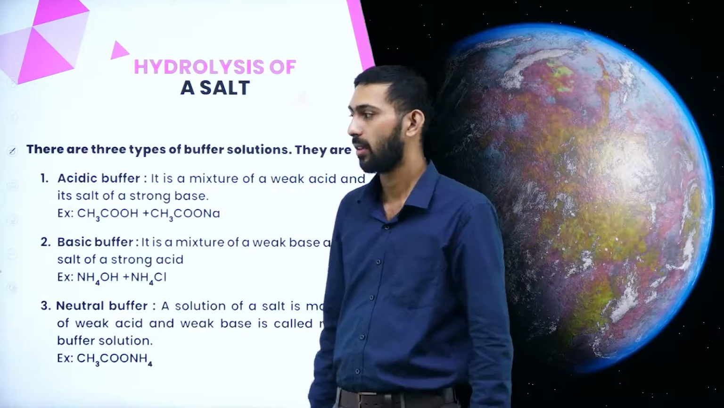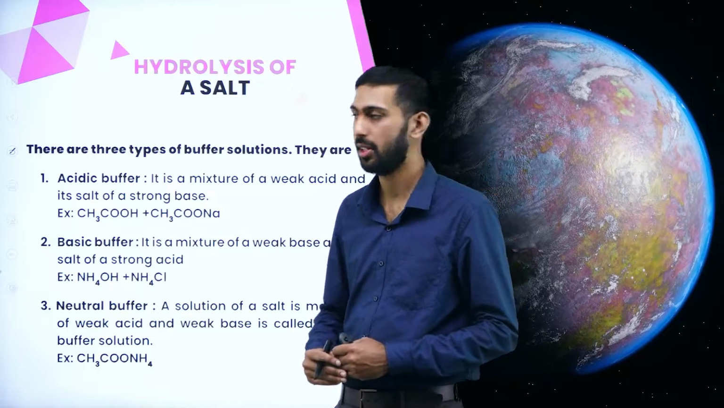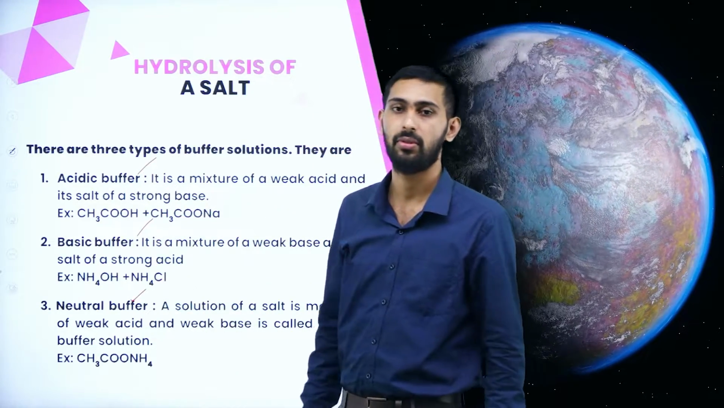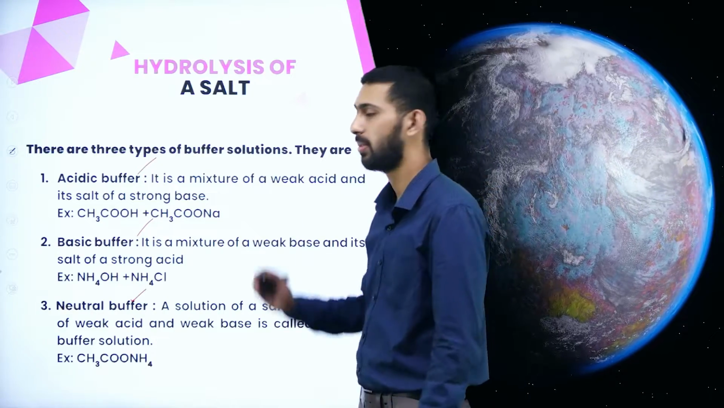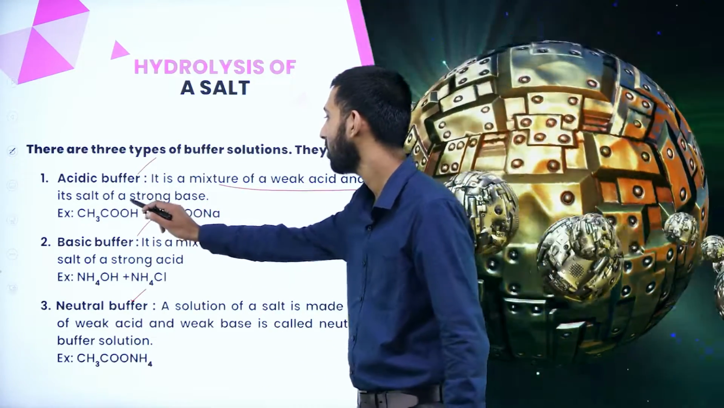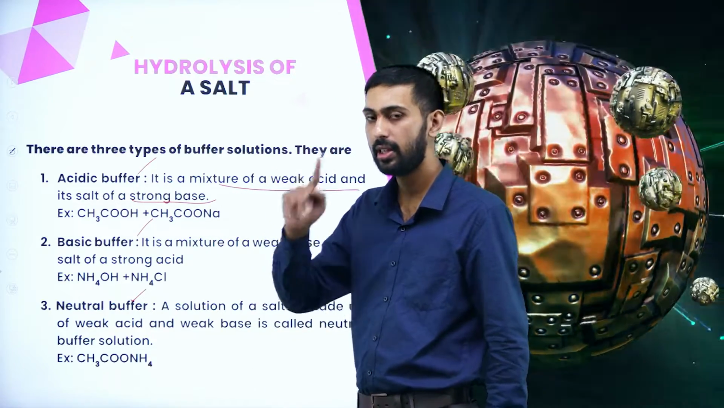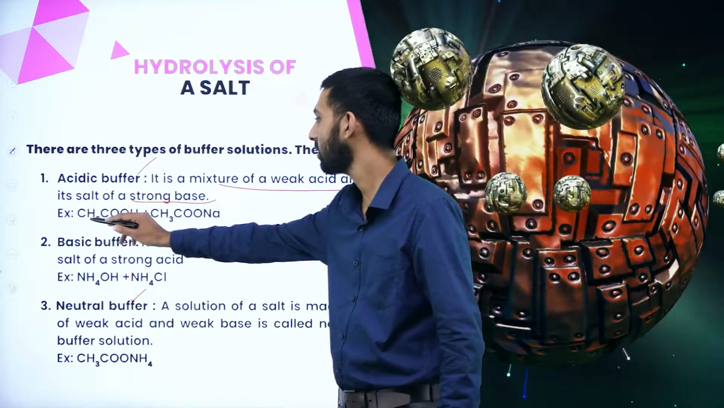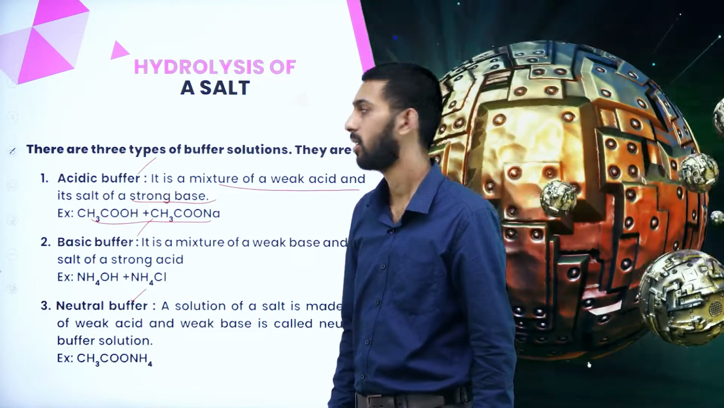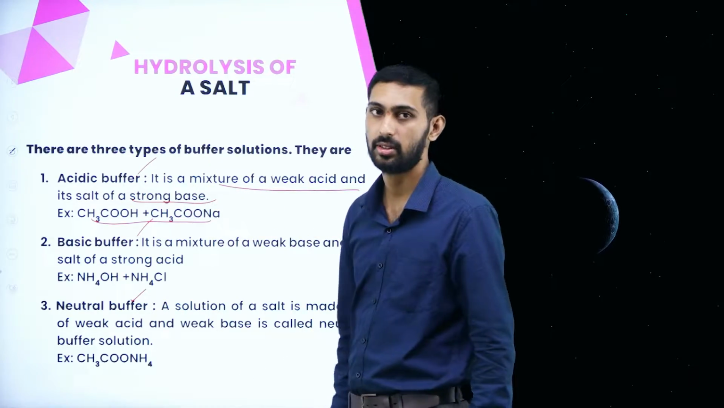There are different types of buffer solution: acidic buffer, basic buffer and neutral buffer. Now, acidic buffer. What do you mean by acidic buffer? It is a mixture of weak acid and its salt with a strong base. Acetic acid and sodium acetate are the example for this. Weak acid, strong base. We should know that.